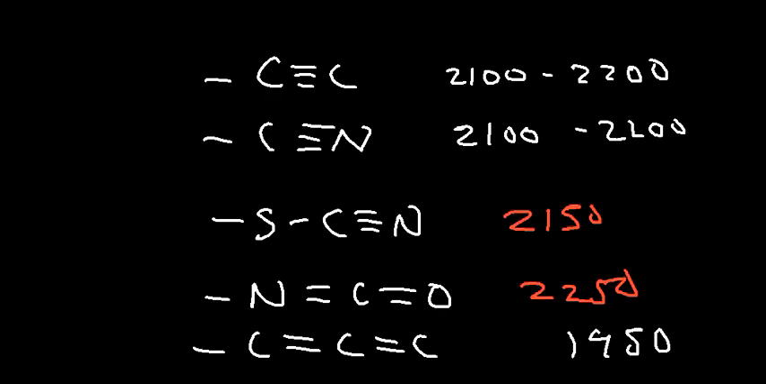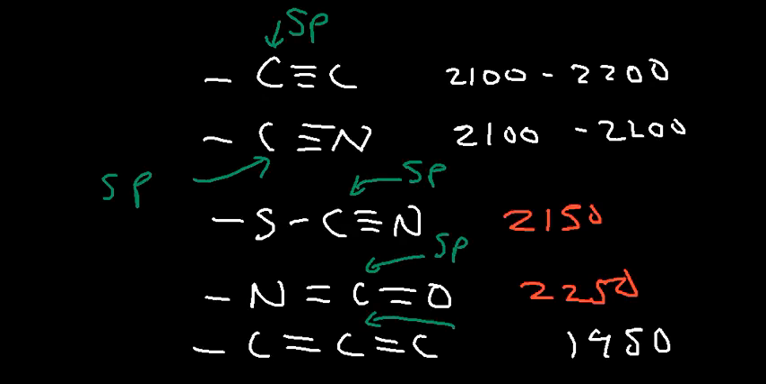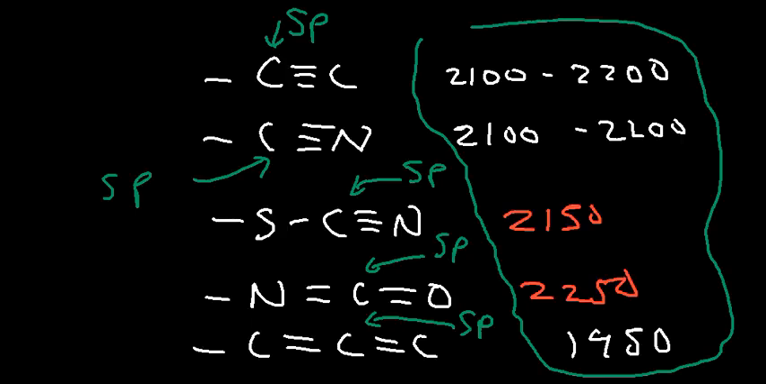Now if you notice, there's a pattern here. This carbon, what do you think the hybridization of that carbon is? Notice that it's sp hybridized. The same is true for this carbon. It's sp hybridized. This one is sp hybridized. That's sp, and this is sp. So typically, if you have an sp hybridized carbon, it's probably going to be around 2000. It could be 2100, 2200, but somewhere in that area. So I almost forgot to mention that, but good thing I remembered.